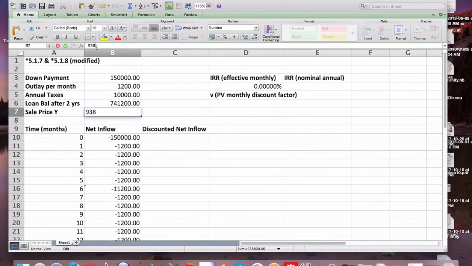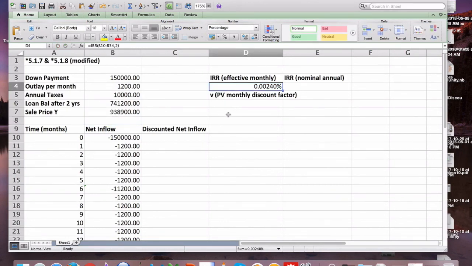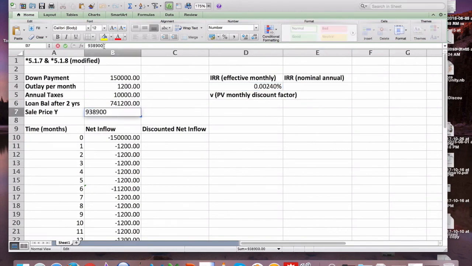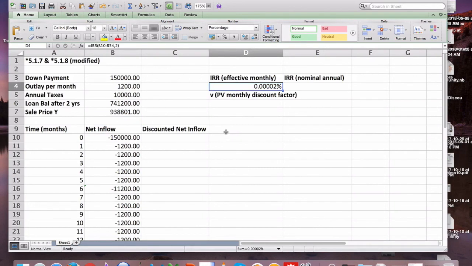If I make this a 900, for example, here at the end, we get a slightly positive effective monthly yield. Maybe even an 801 for fun here. Yes, a slightly positive effective monthly yield, IRR. Let's go back to $1 million now. Go back to the answer there.